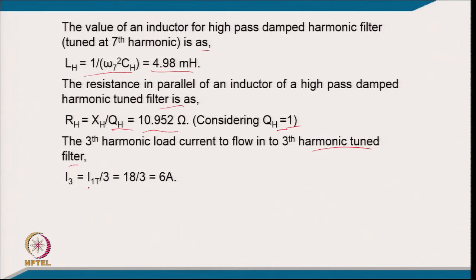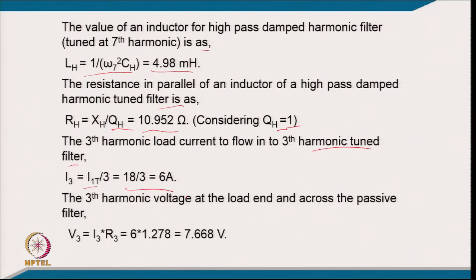The third harmonic load current to flow into the third harmonic tuned filter is IL1 by 3. So, it is 18 by 3, that is 6 ampere, and the third harmonic voltage at the load end, we can have as I3 and R3.